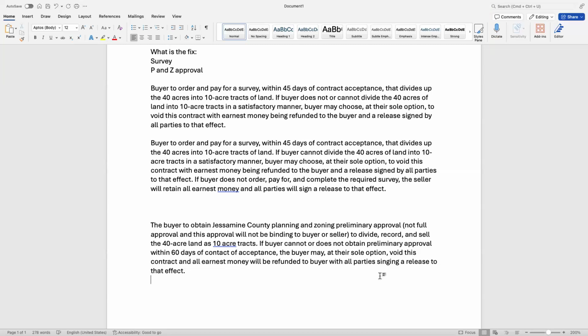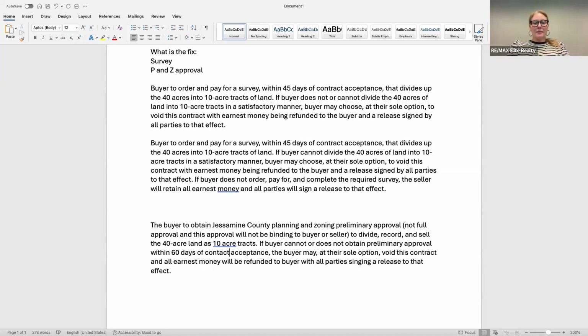Can you read that one more time? I'm sorry. The buyer to obtain Jessamine County Planning and Zoning preliminary approval. And then in parentheses, I put not full approval, and this approval will not be binding to buyer or seller to divide, record, and sell the 40-acre land as 10-acre tracts. If buyer cannot or does not obtain preliminary approval within 60 days of contract acceptance, the buyer may, at their sole option, void this contract and all earnest money will be refunded to the buyer with all parties signing a release to that effect.